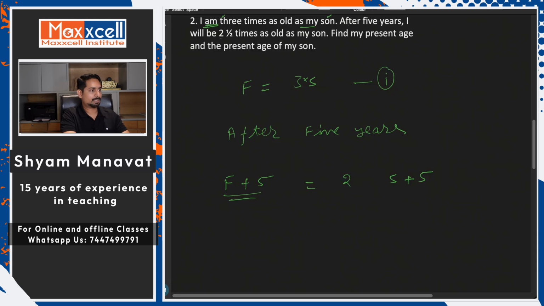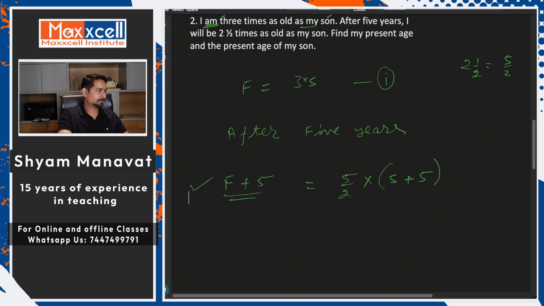Yeah, 2.5. How do you simplify 2.5? 2.5 you can say 5 by 2, right? 2.5 times is 5 by 2 times, multiply as old as my son, multiply by the age of the son. Is this equation okay with you?